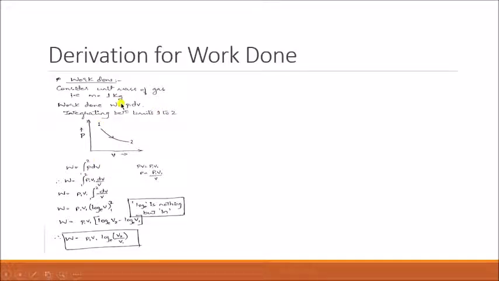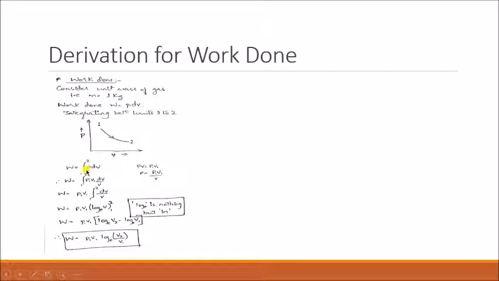So how can I write this? That is, integration from 1 to 2 of P dV. Clear? Now, we have seen earlier the relation between pressure and volume, that is PV is equal to P1 V1 is equal to P2 V2. So this P I can rewrite as P1 V1 by V. That is, P is equal to P1 V1 divided by V.